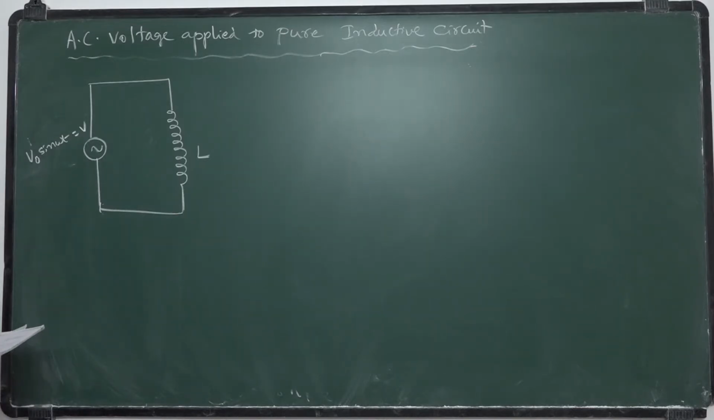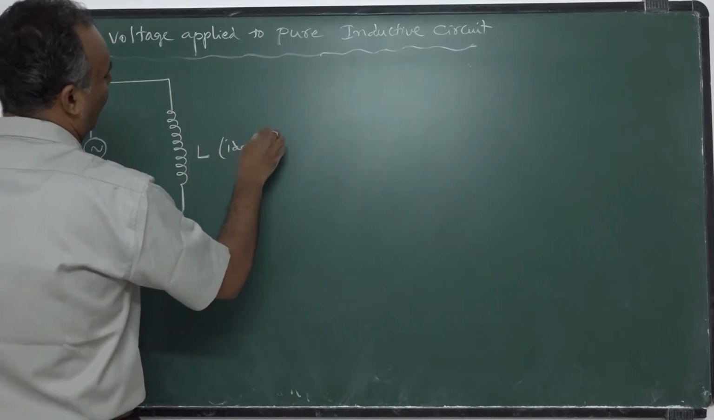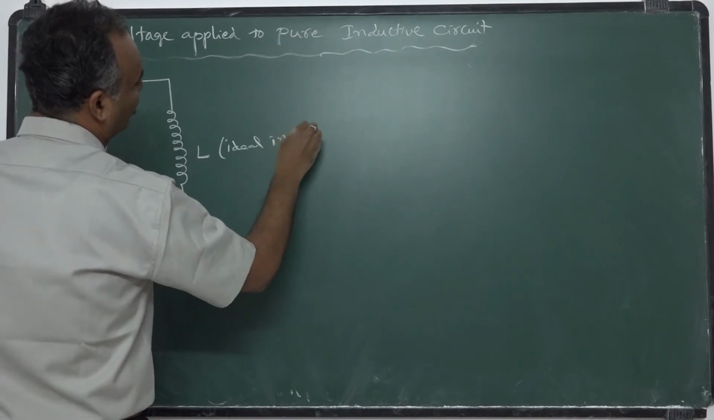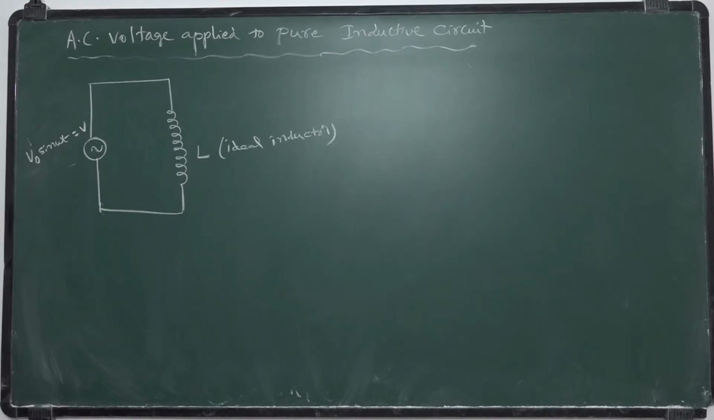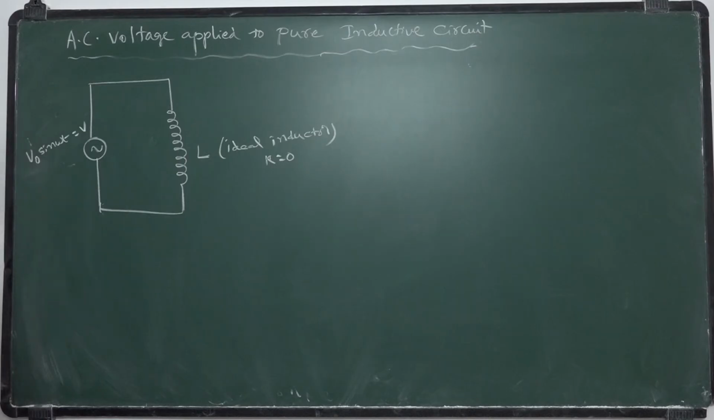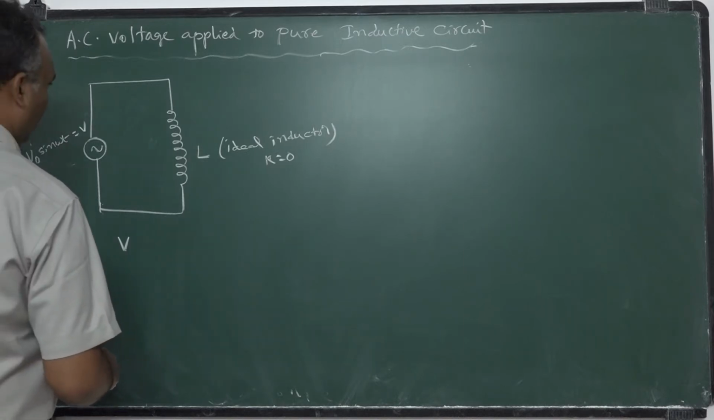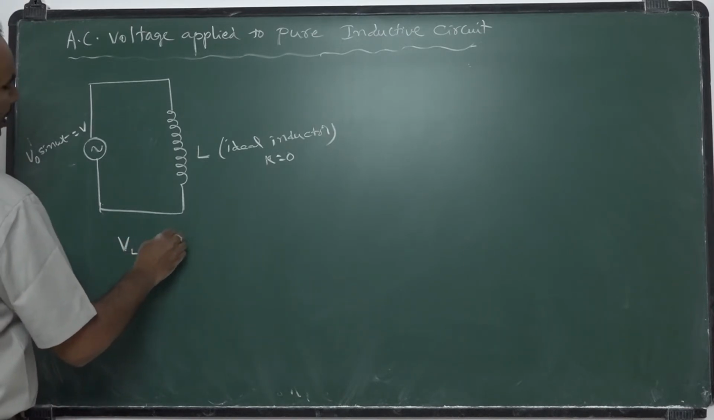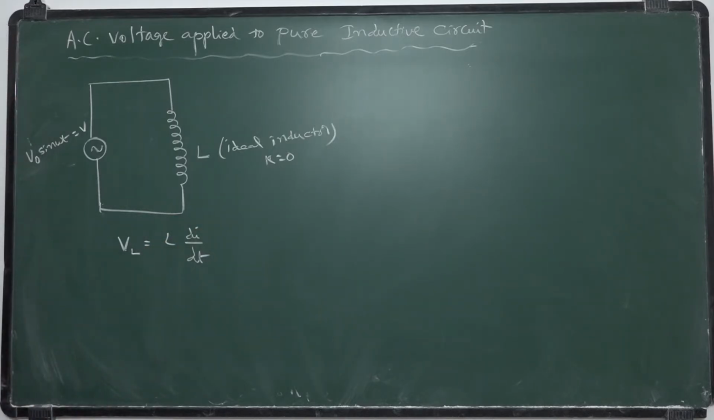Now, it is an ideal inductor. Ideal inductor means an inductor with zero resistance. So no resistance is available here. Its resistance is 0. And if you apply Kirchhoff voltage law here, the voltage drop across the inductor is given by L into di by dt.